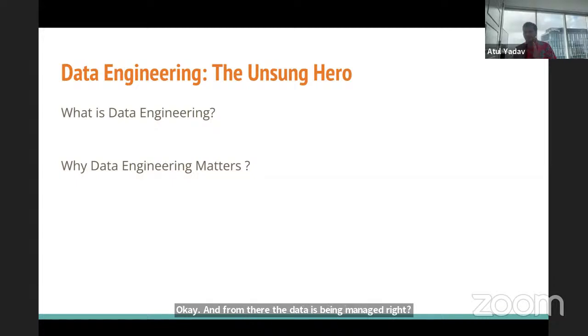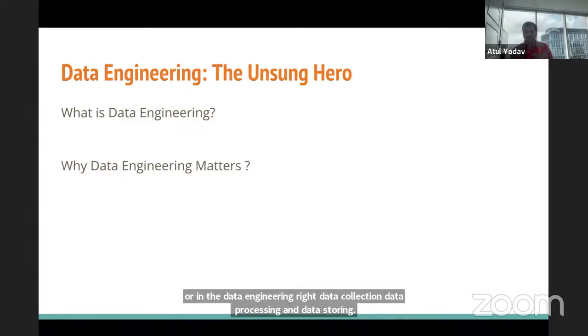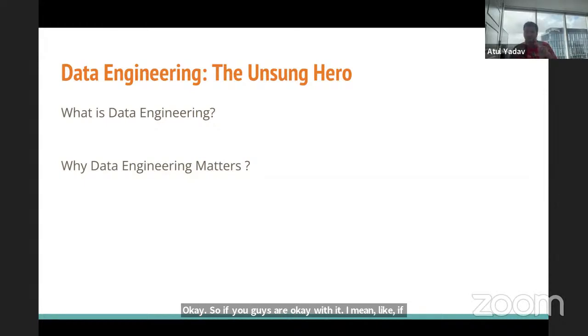I hope we are good so far. You guys have an understanding of what data engineering is, and the various processes in data engineering: data collection, data processing, and data storing. If you guys understood this data engineering concept, I'm moving to the next part, which is the data.